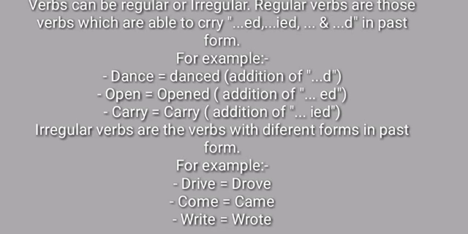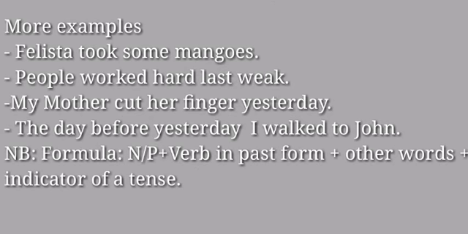Irregular verbs are the verbs with different forms in past form. For example, the word drive in past form is written drove. Come in the past form is called came. Write in past form is written wrote. Therefore, in this part, we have to understand the way to change a finite verb into past form, whether it is regular or irregular. Let us see the examples.